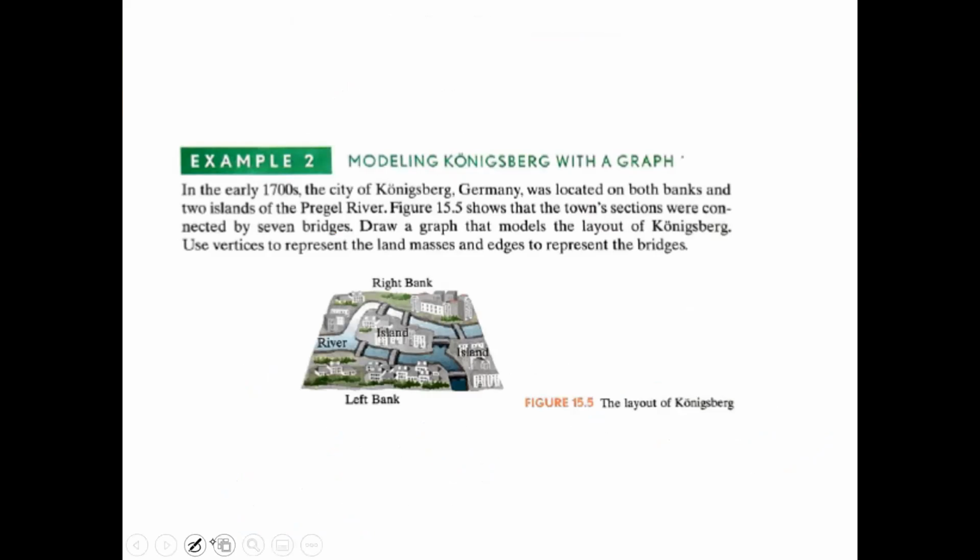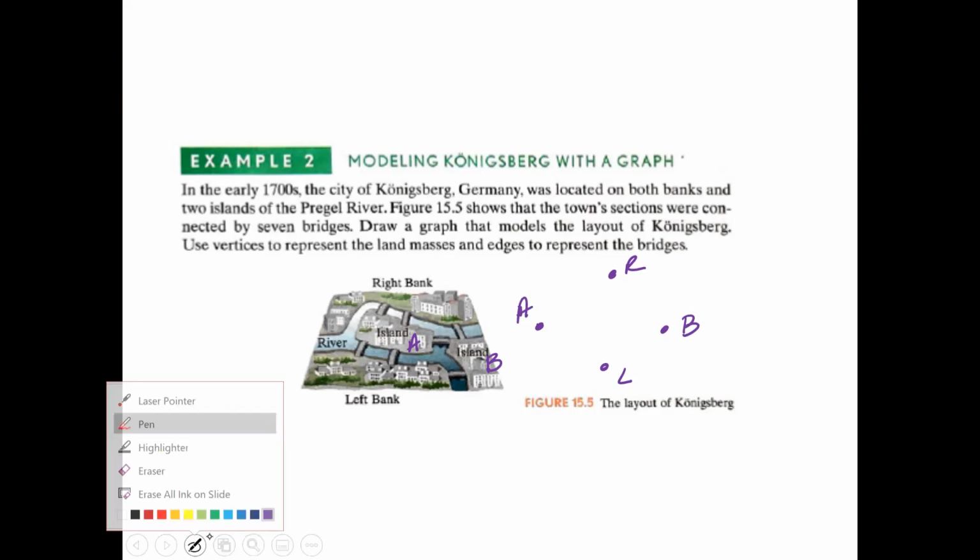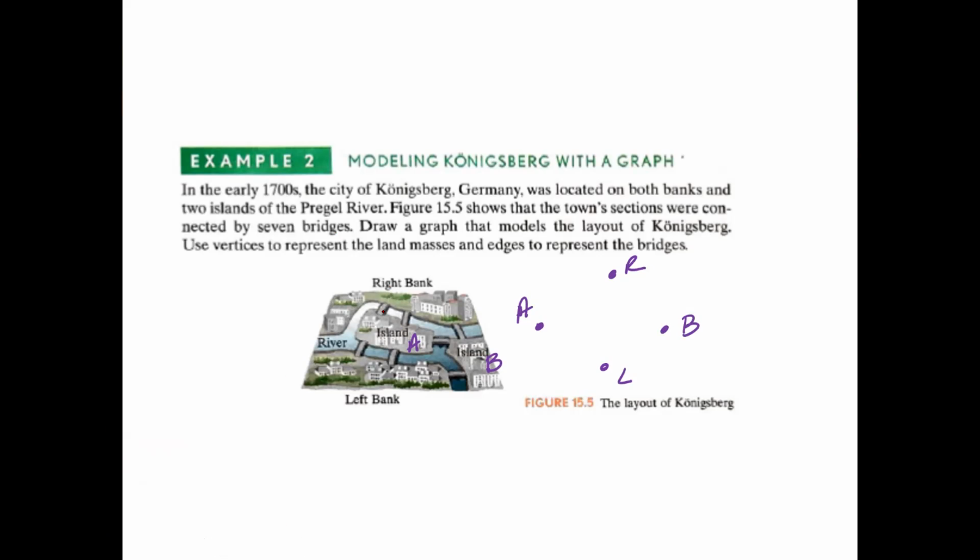All right, let's go and take a look at this part here. So we have the right bank, and then we have the left bank, and then we have island 1 and island 2. So I'm going to have island A, island B. There we go. Okay. So then let's think of all the different passes that we can go to connect all of the land together going through the bridges.